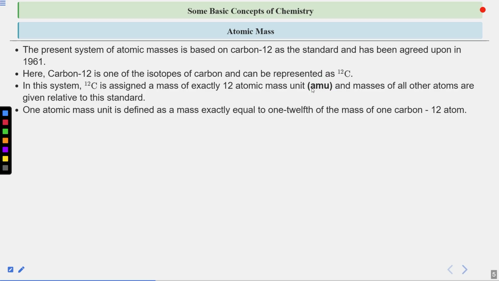What is the definition of this atomic mass unit? Its definition goes like this: it is the mass which is equal to 1/12 of the mass of a carbon 12 atom. So we take the mass of a carbon 12 atom and divide it by 12, and the mass that we get is defined as the atomic mass unit. So this 1 AMU is equal to 1.66056 × 10^-24 gram. This is the mass of one atomic mass unit.